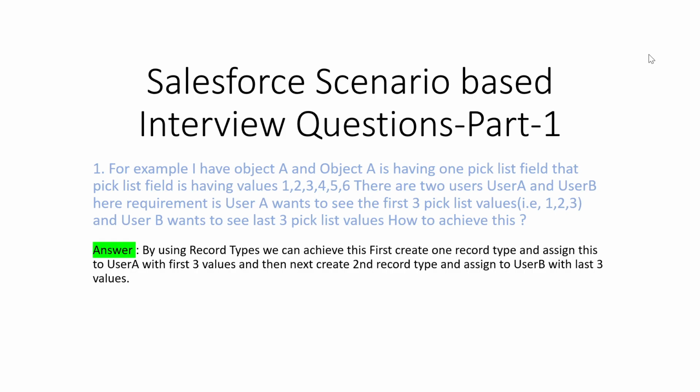The answer is that by using record types we can achieve this. First create one record type and assign it to user A with the first three values, 1, 2, 3, and then create a second record type and assign it to user B with the last three values, 4, 5, 6.